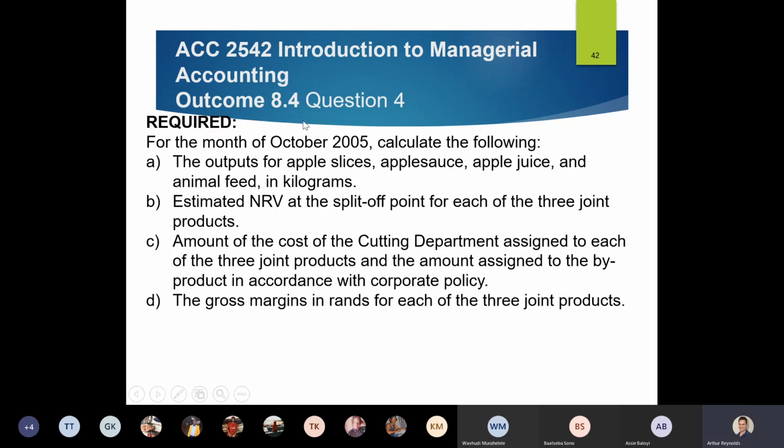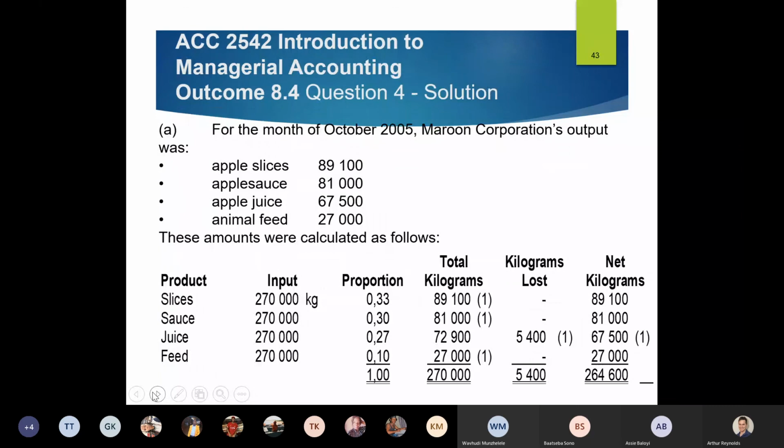This question is very old, probably needs updating. Calculate the following: the output for apple slices, apple sauce, apple juice, and animal feed in kilograms. See, we work in steps here. Estimated net realizable value at the split off point for each of the three joint products. The amount of cost of the cutting department assigned to each of the three joint products, and the amount assigned to the byproduct in accordance with the corporate policy, and the gross margin in Rand for each of the joint products.